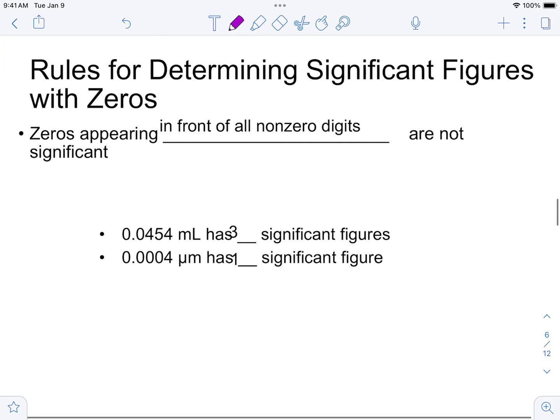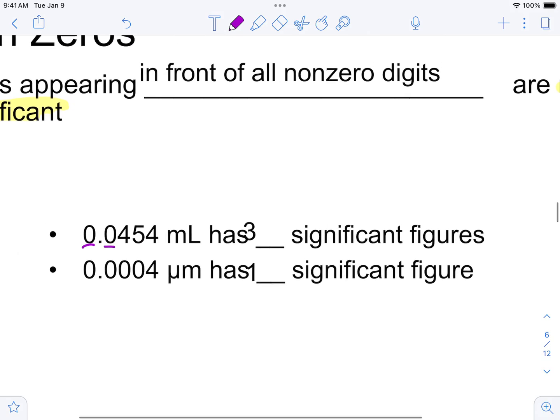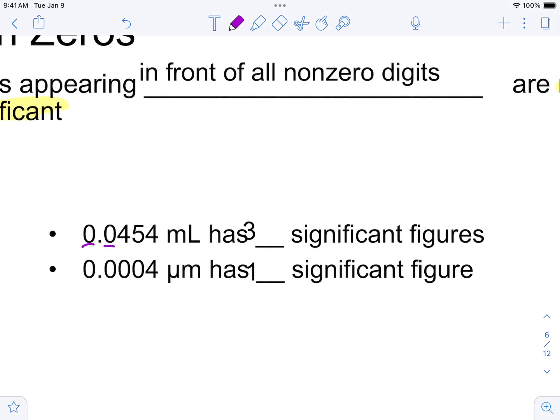The next rule: zeros appearing in front of all non-zero digits are not significant. So let's look at what that means. In our first example, notice that these 2 zeros are in front of non-zero digits, in front of the 4, the 5, and the 4. They do not count. But because of rule 1, those 3 do count. So they have 3 sig figs.